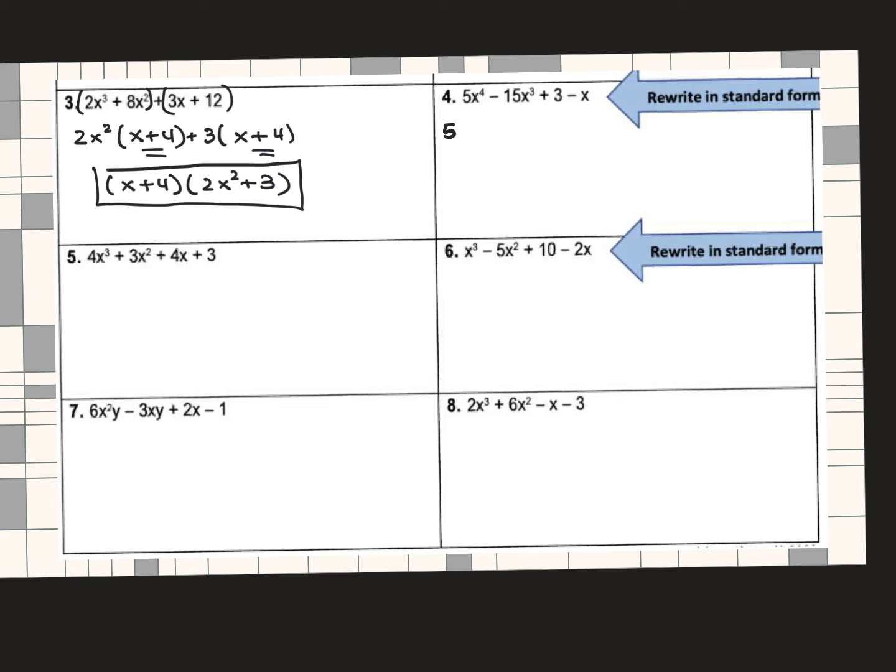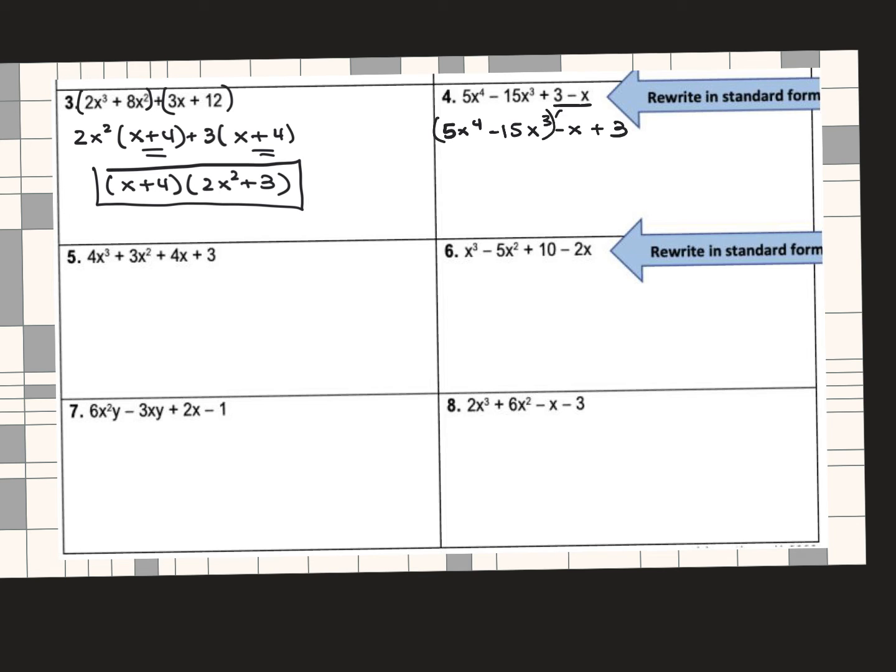So we can see here 5x to the 4th stays in the same position. Our negative 15x cubed stays in the same position. But we can see here that we have our constant before our variable term of negative x. So we're just going to rearrange it. My x is going to stay negative, and plus 3. All right, so that's what we mean by rearranging it in standard form.